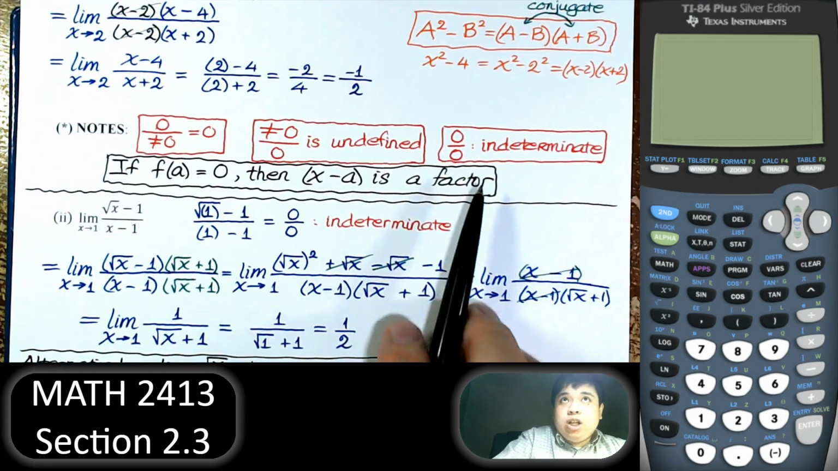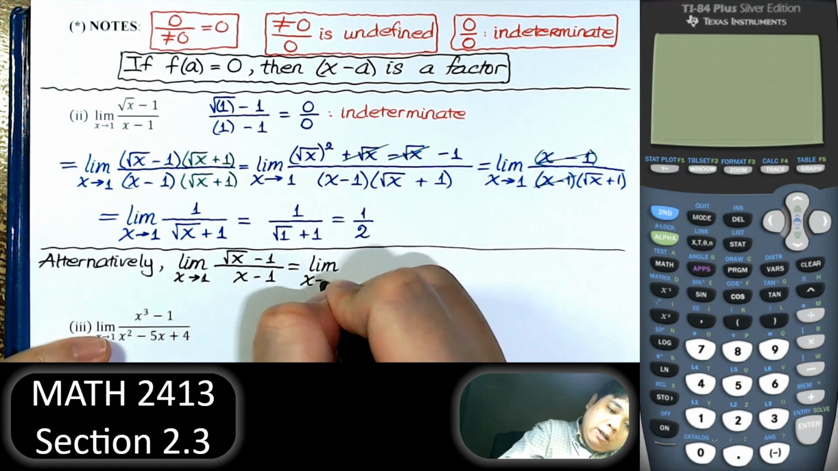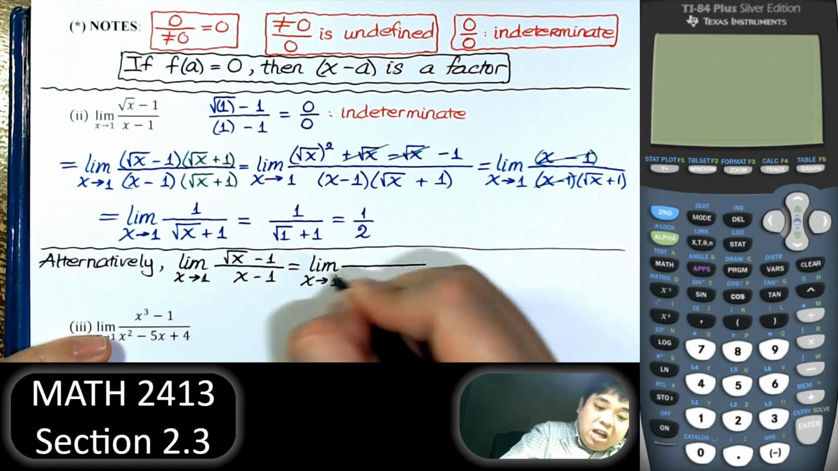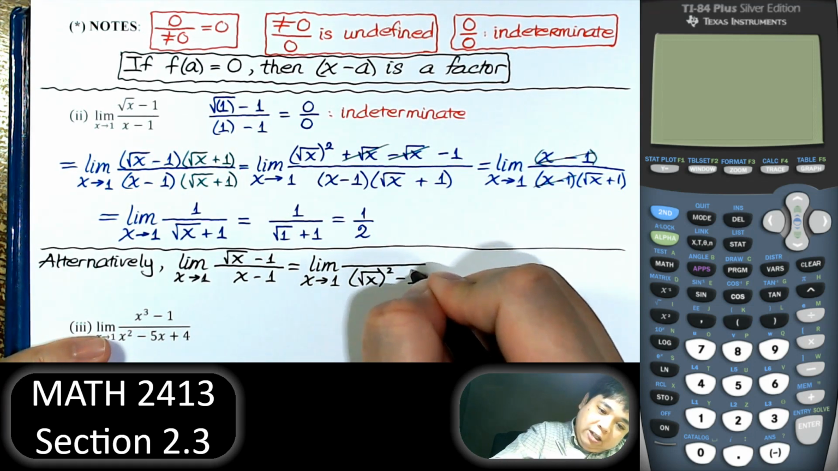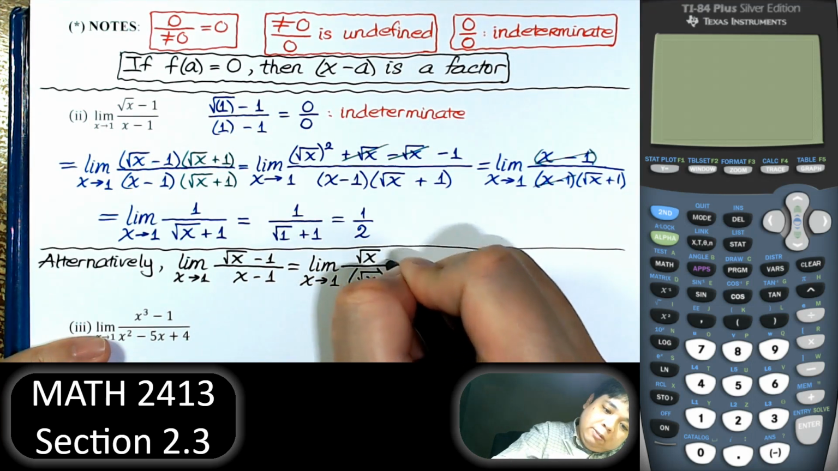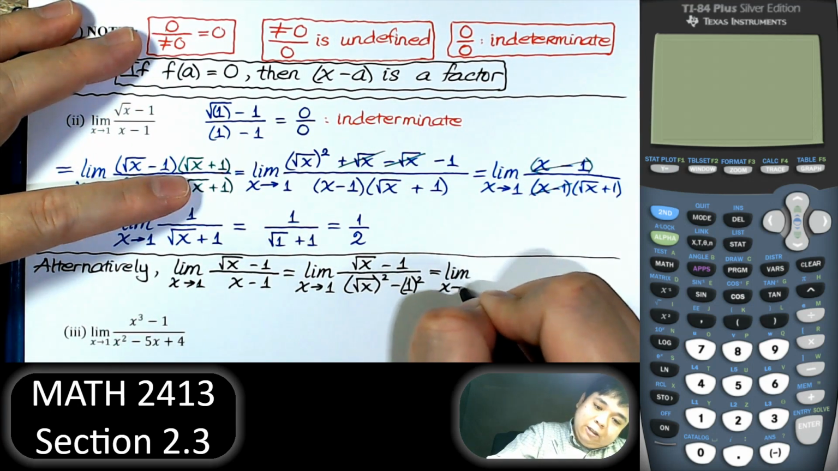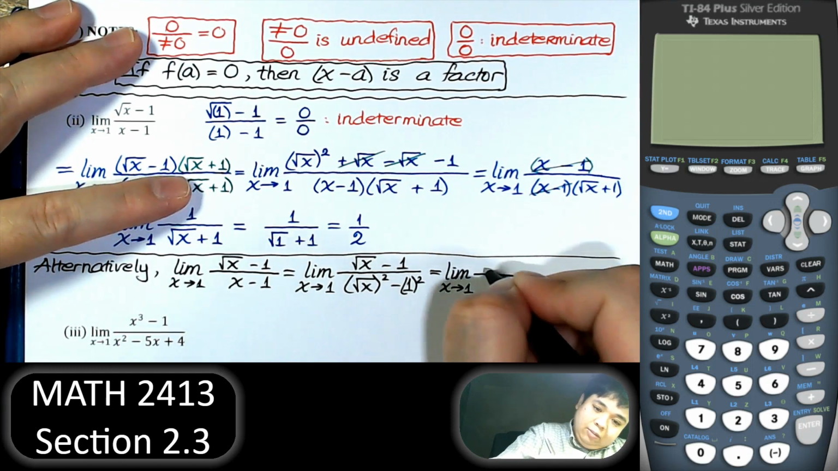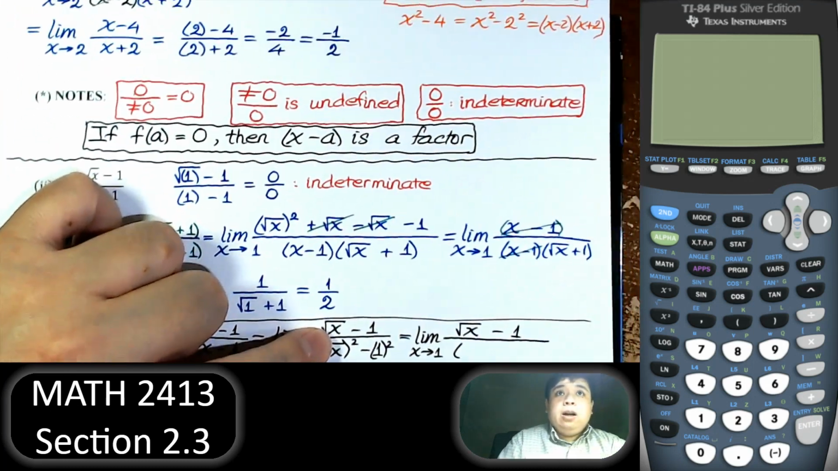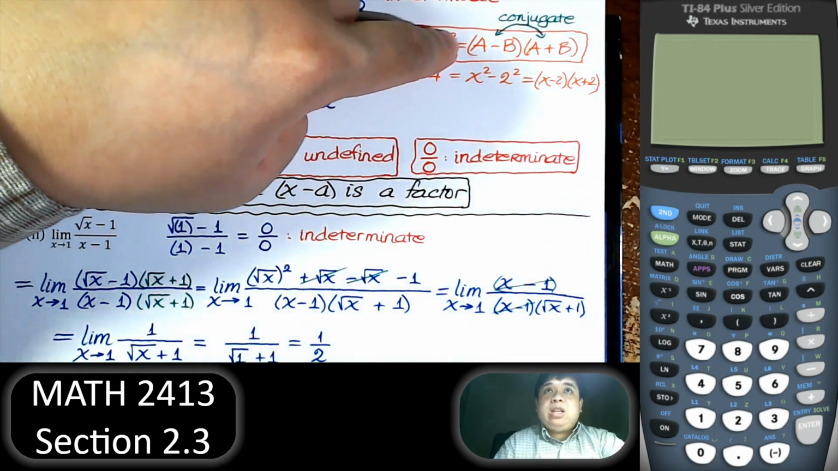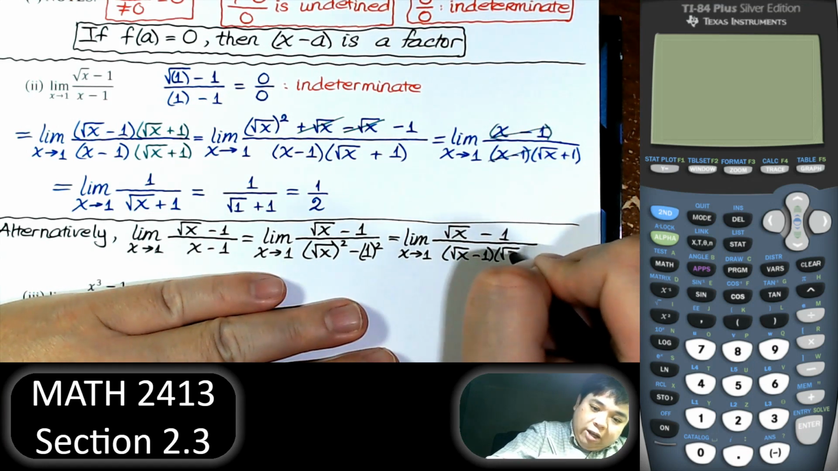Now if we want to use these properties, difference of 2 squares, instead of x, I can write square root of x squared minus 1 squared. And then difference of 2 squares: a squared minus b squared is a minus b, a plus b. So square root of x minus 1, square root of x plus 1.